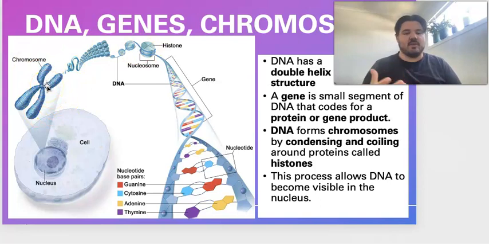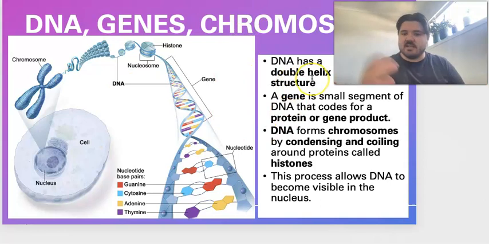Now, the only time the DNA wants to form chromosomes is when we're looking at cell division. We're looking at dividing a cell into two new cells, and that's just to make sure that the transmission of information is done correctly, okay?